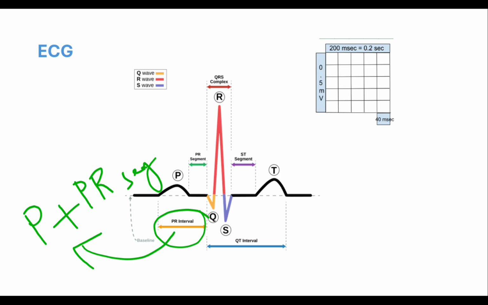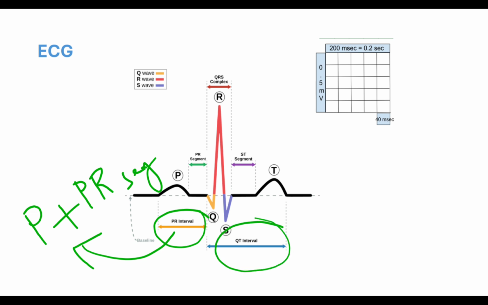PR interval can be prolonged in case of heart blocks, right? It can be fixed and prolonged in case of first degree heart block. It can be variable in case of second degree heart block, right? In complete heart block, there is not going to be any correlation between P and QRS. They are going to be independent from each other. Okay, that is the importance of PR interval.